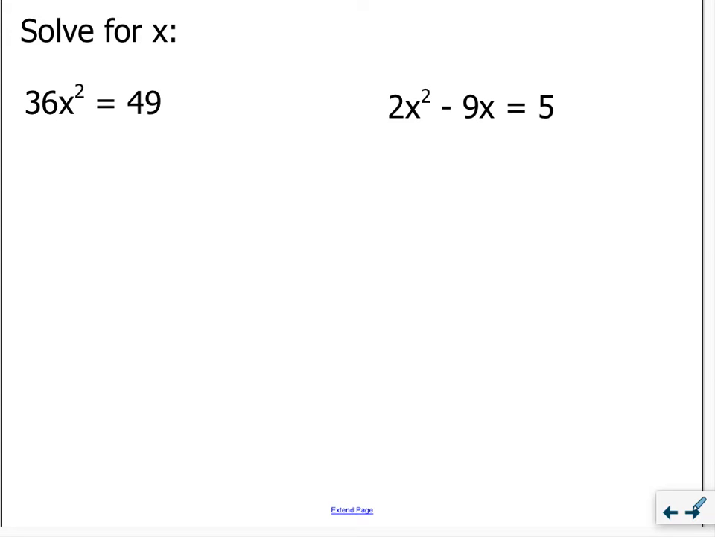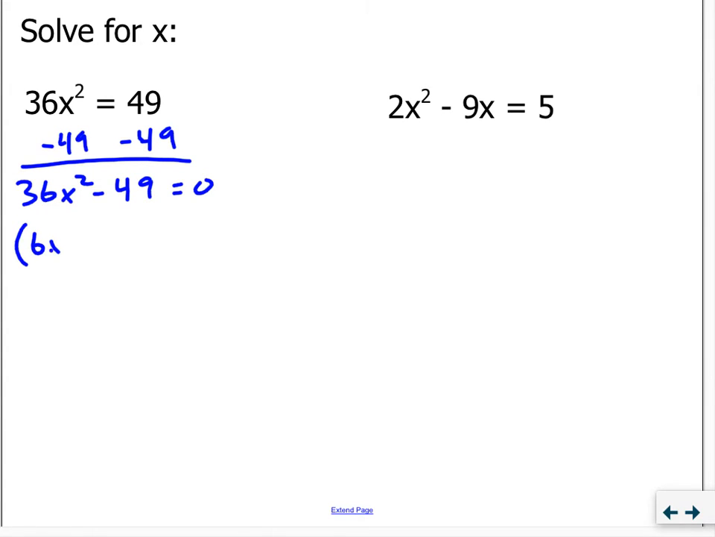So, again, they're not set equal to 0. Let's set them equal to 0 and solve. See if you can solve the one on the left. Subtract 49. We don't have like terms. So 36x squared minus 49 equals 0. 2 terms, negative sign. That looks like a GCF to me.